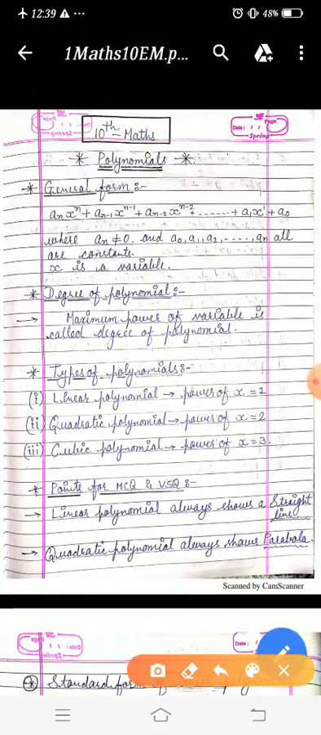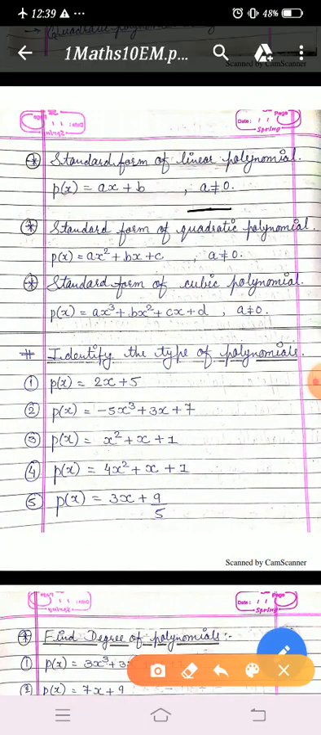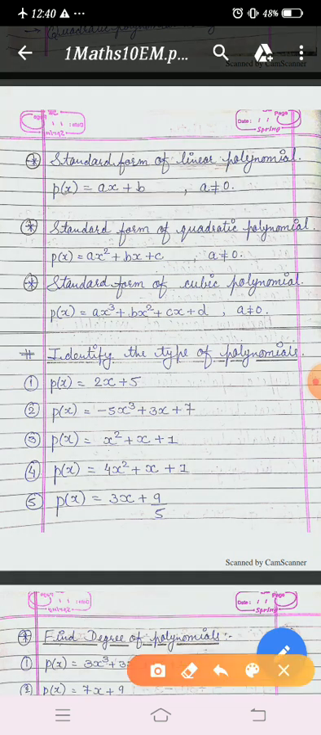Here, see, in the previous general form we have discussed that a must not be equal to 0. So here it will be clear that if we take a equals 0, then no x term will be there. If no x term is there, that means only a constant term remains, so that cannot be called a polynomial. So this condition must be there: the coefficient of x must not be equal to 0 in a linear polynomial, right? So the standard form of a linear polynomial is ax plus b, where a must not be equal to 0.